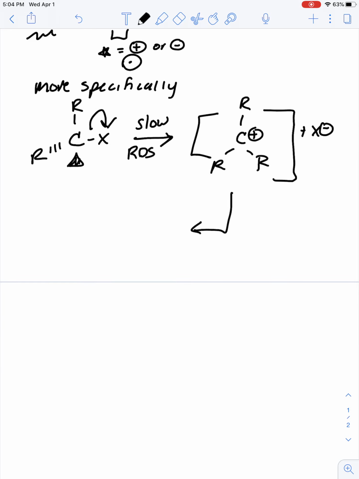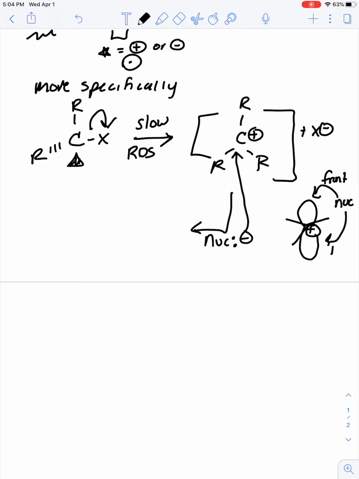So after we form our carbocation intermediate, we will have the attack of our nucleophile at that carbocation. So what's important about this is if we look at the carbocation, this is sp2 hybridized, so this is going to be planar. So this is going to allow for either a front side attack of the nucleophile or a backside attack of the nucleophile.